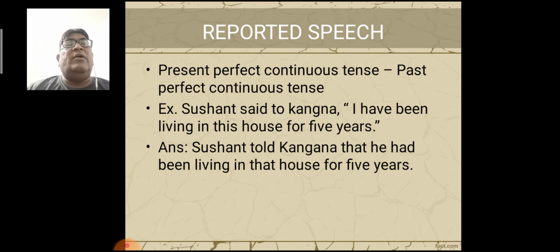Now let's see fourth one, present perfect continuous tense into past perfect continuous tense. Let's see example. Sushant said to Kangana, "I have been living in this house for 5 years." Answer is Sushant told Kangana that he had been living in that house for 5 years. Now you can see the double inverted comma, the reporting statement is in present perfect continuous tense. So we change into past perfect continuous tense, and that is had been living.